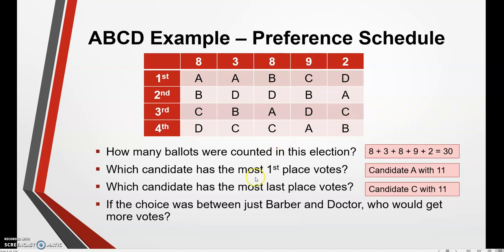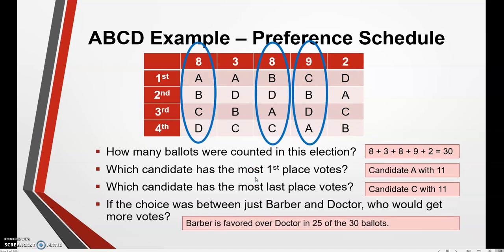So you can see that overall, barber is favored over the doctor in 25 of the 30 ballots. And therefore, if the choice was just between the barber and the doctor, the barber would win.